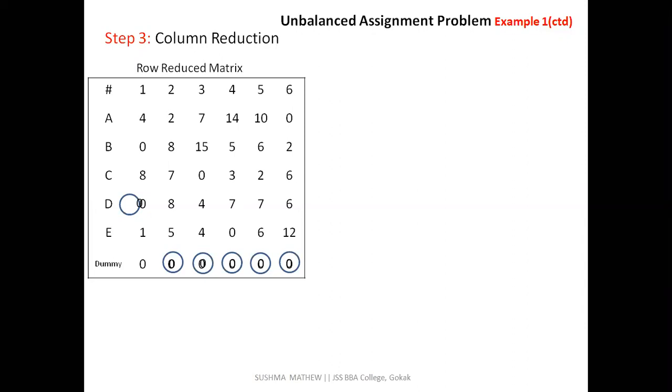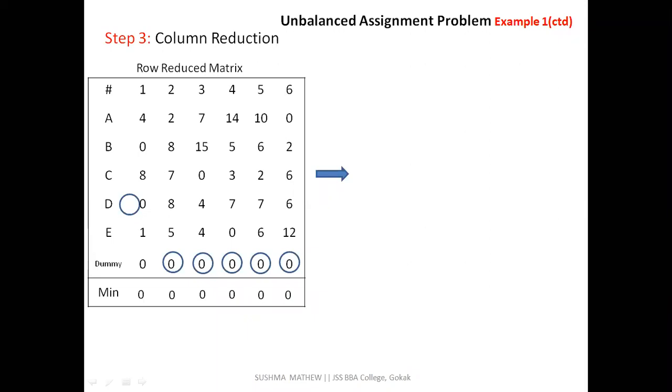That means even our column reduction when we do with these zeros, okay, kindly pardon me, while making the presentation that circle is not sitting on that 0. I beg your pardon, kindly excuse me for the inconvenience of seeing that circle lying outside that 0. Very sorry for that. I hope you'll not mind.